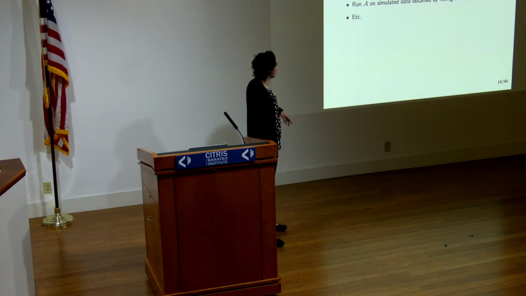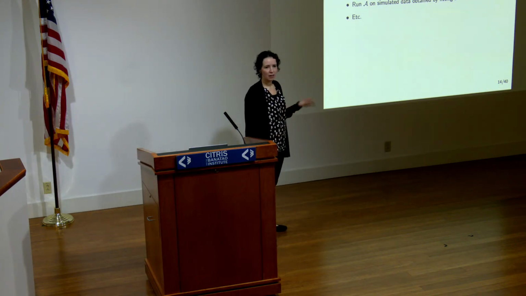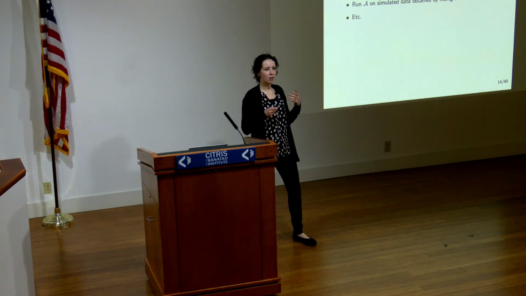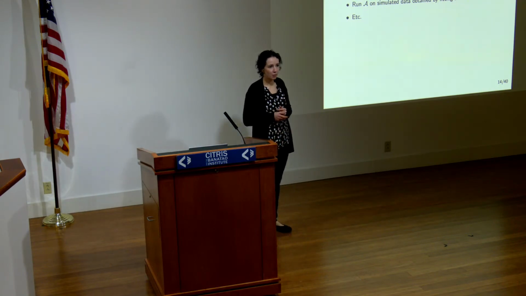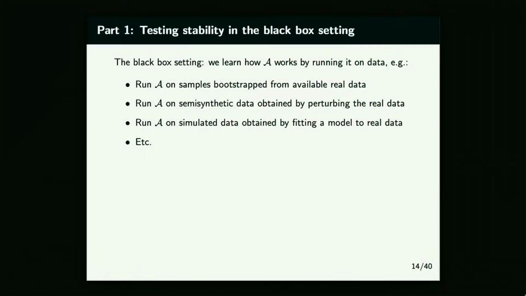So here are things that I am allowed to do. I'm allowed to run the algorithm on the real data. I'm allowed to subsample or bootstrap sample from the real data and run the algorithm again. I can perturb the real data or simulate from a model that I've fitted to the real data, and I can run the algorithm on whatever data sets I generate and evaluate the predictions that come out.